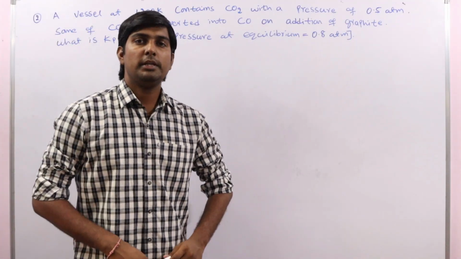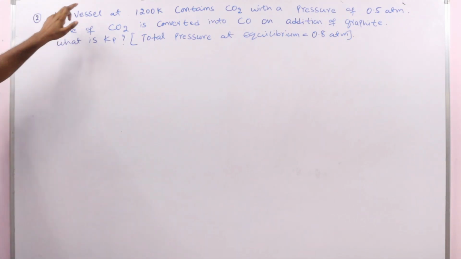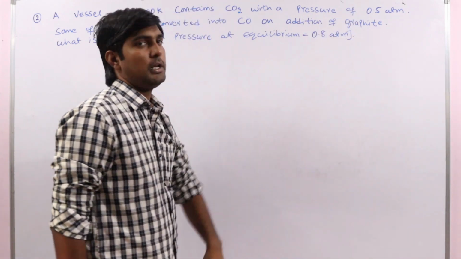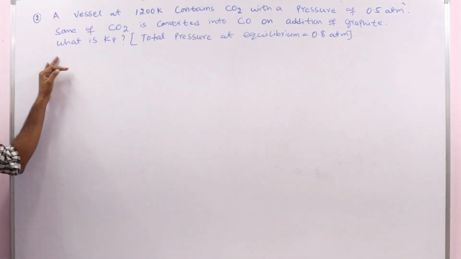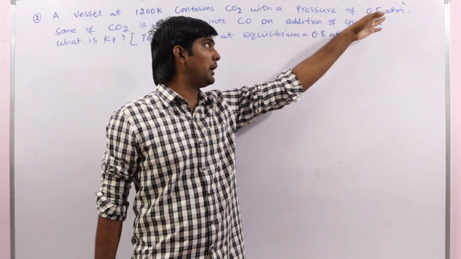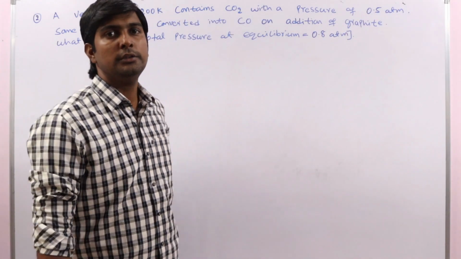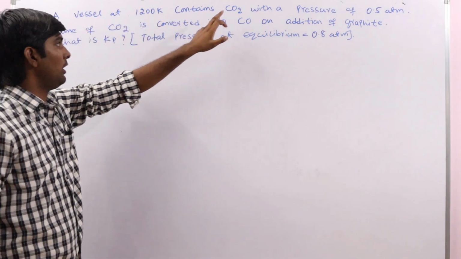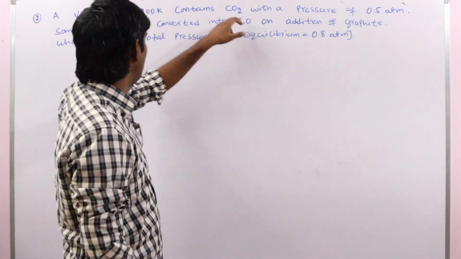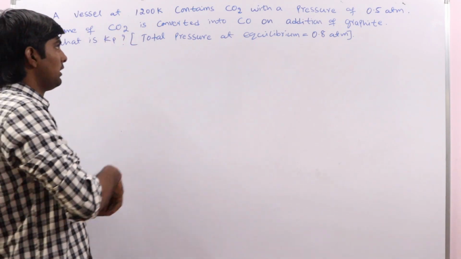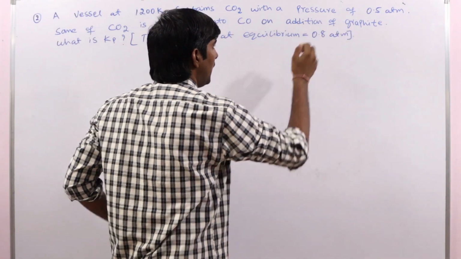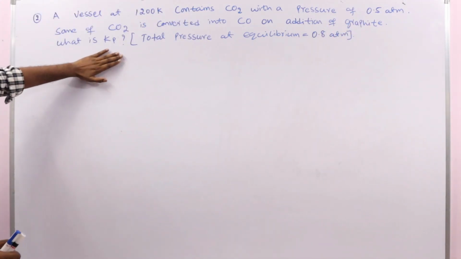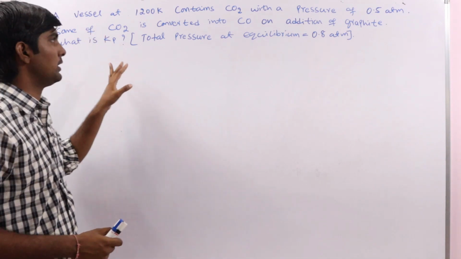Now let us see the second problem. A vessel at 1200 Kelvin contains CO2 with a pressure of 0.5 atmosphere. CO2 is taken in a container whose pressure is 0.5 atmosphere. Some amount of carbon dioxide is converted into carbon monoxide, CO, with the addition of graphite. What is the equilibrium constant in terms of partial pressure?